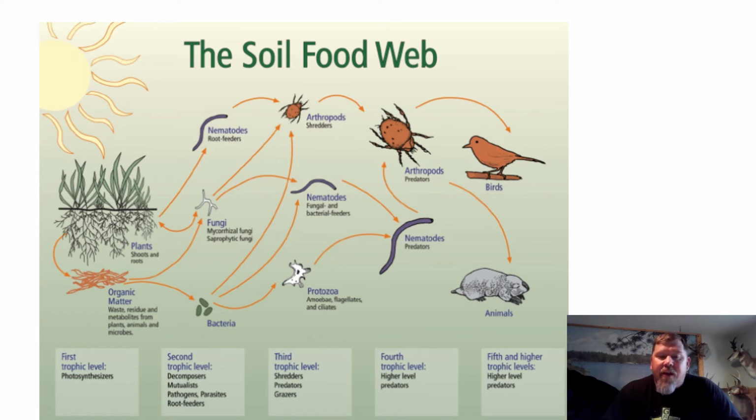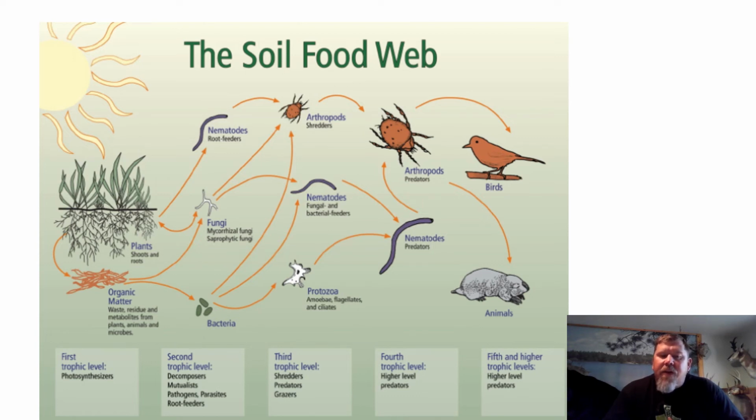And then we move into the second trophic level, which is the small bacteria and the small fungi and nematodes that are breaking down that plant material. It's the decomposers. It's the first layer that's creating the food that they need to live. So the second trophic layer is eating the carbon material of that first trophic level.